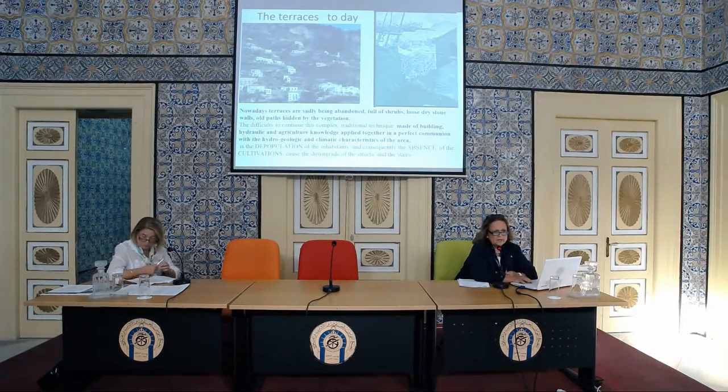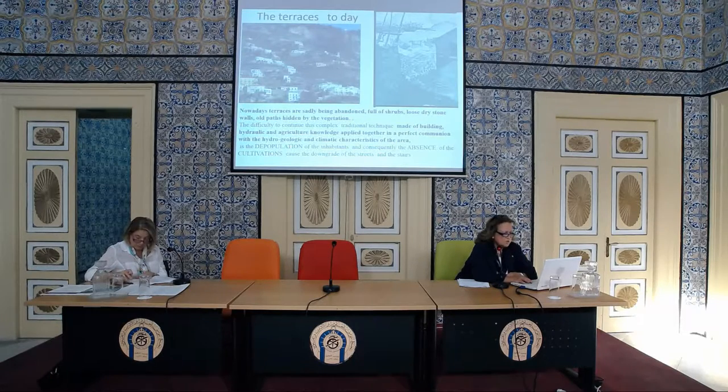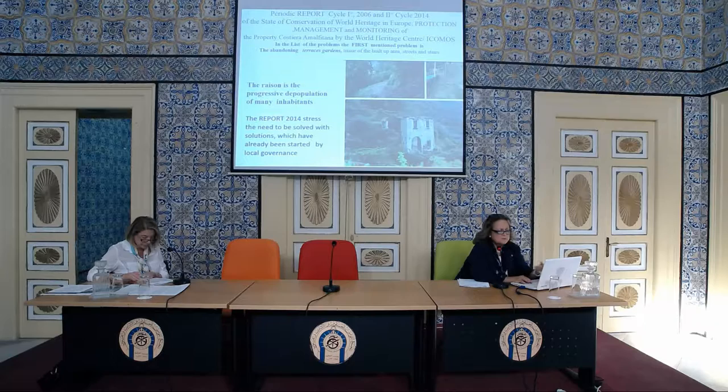The terrace today has a problem of safeguarding because there is the loss of inhabitants, the very difficult depopulation, and the consequent absence of cultivation caused the downgrade of the streets and the stairs. You know UNESCO makes a periodic cycle of reports about the protection, management, and monitoring of the World Heritage Center. And in this report of 2014, the reason is the progressive depopulation of many inhabitants, and the report stresses the need to be solved with solutions which have already been started by local governance.